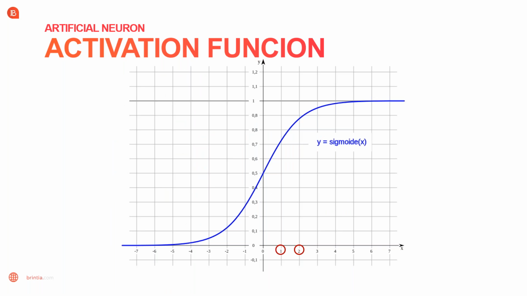Activation function, sorry. Now we put the focus on the activation function. The activation function transforms a real number into a delimited range, normally 0 to 1. For example, 2 converts into 0.8 and 1 converts into 0.7.